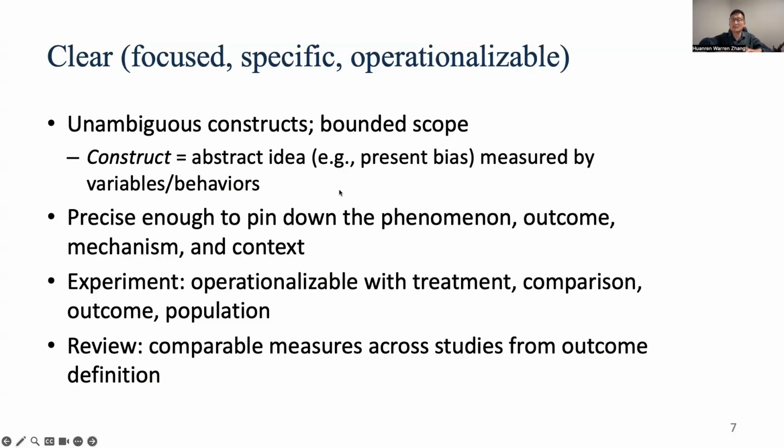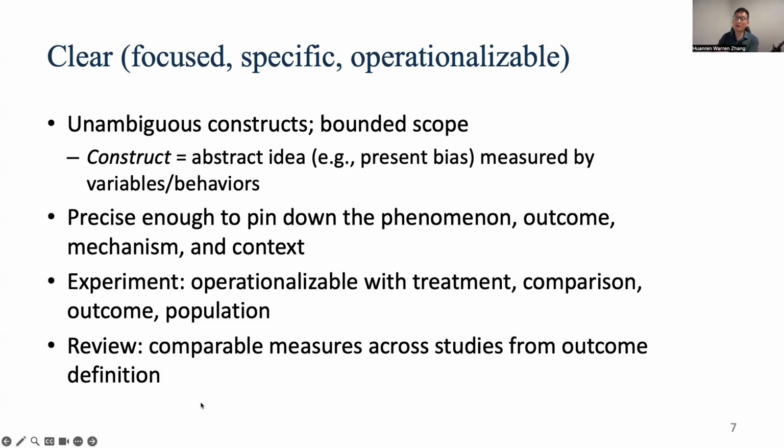It needs to have a bounded scope because for the term paper, you only have 3 or 4 weeks to write the paper, to think about the research idea, to review existing studies, and to come up with a design. So it's a short period of time, right? So it has to be a limited scope, specific enough, bounded enough, so that you are able to finish it within this time frame. It also needs to be precise enough, the research question. Precise enough to pin down the phenomena, outcome, mechanism, and context.